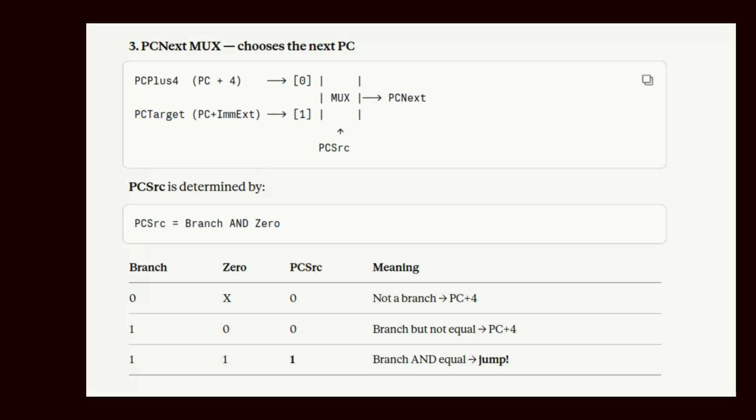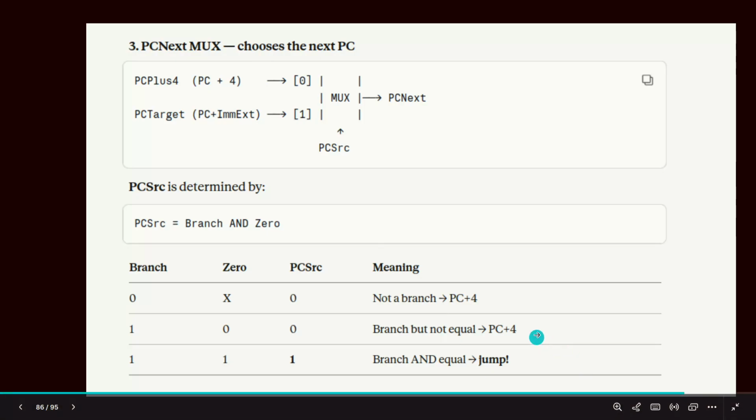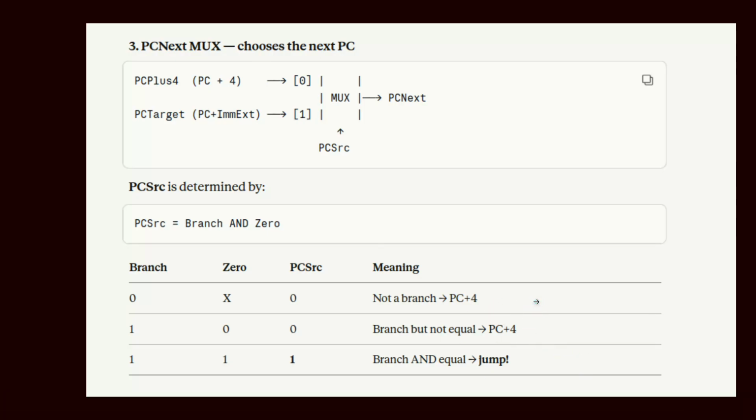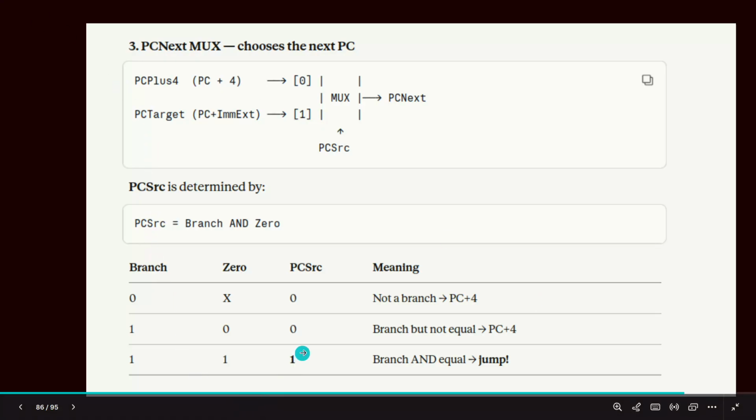You didn't get a 0 there. So that means you go to the next instruction. There is no jump. But when the 0 flag is 1, you get a 0 there. So PCSRC becomes 1. So branch and equal becomes jump. You have to jump. PCSRC is calculated using branch and 0.